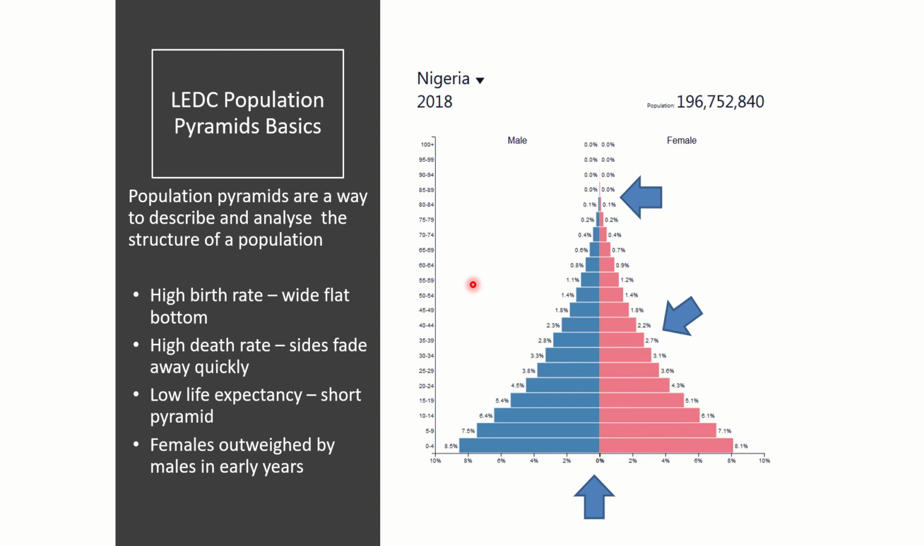There are some other more subtle things that you can identify on pyramids. Notice, for example, that there are more male babies, or infants 0 to 4 years old, than there are female infants. This is sadly the case in many, many countries around the world, not just developing countries, but also developed countries. And there are a number of different factors that feed into this.